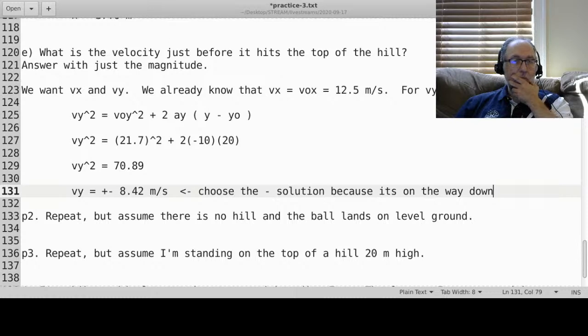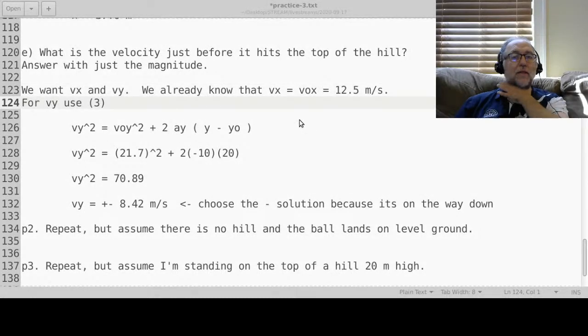All right, so we're talking about final velocity. Let's clip there like that. We want the final velocity, so we want Vx and Vy. We already know Vx because, as I said, Vx doesn't change. No acceleration in the x direction. If it starts off with an x component of the velocity of 12.5 meters per second, it continues.